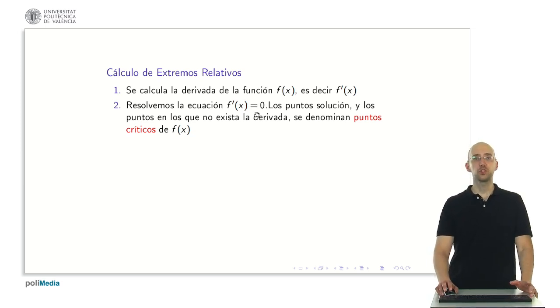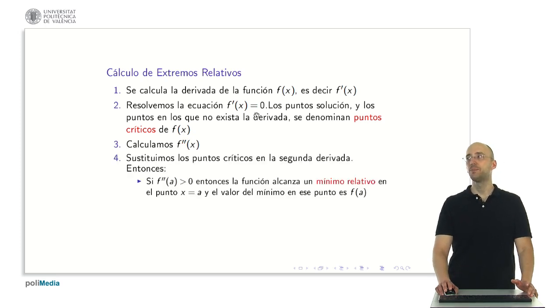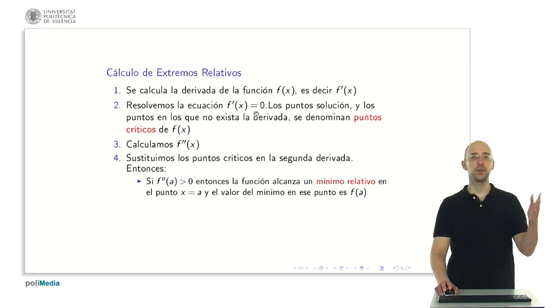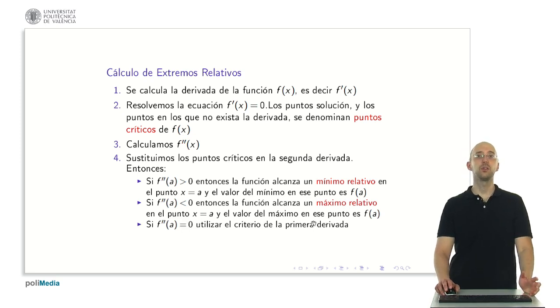After determining the critical points, compute the second derivative and substitute these critical points into it. Depending on whether the second derivative is positive or negative, you'll identify relative minima or maxima, as shown on the screen. If the second derivative equals 0, then you'll need to apply the first derivative criterion.